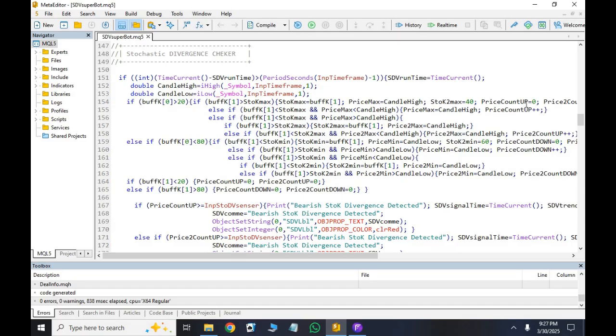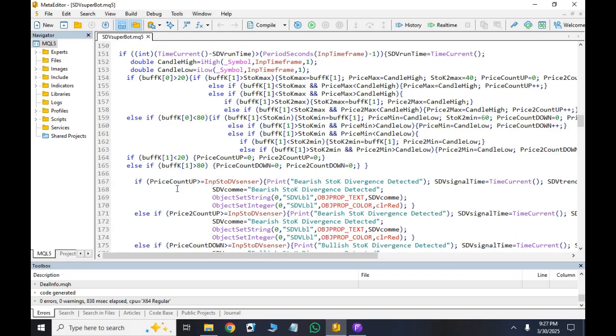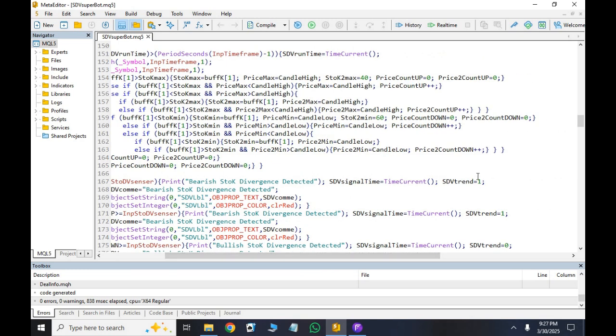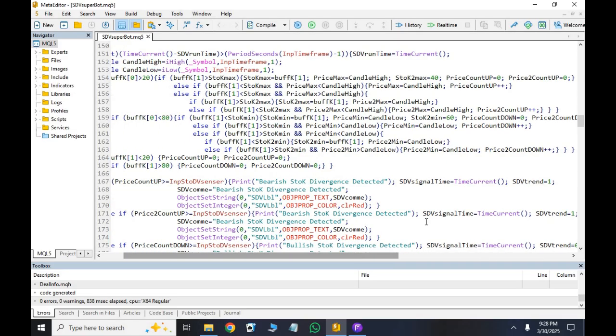If this price count up value gets 3, that means 3 candles divergence. So here price count up is greater than or equal to the Sto DV sensor value. It exceeds the sensor value, then we set bearish divergence detected, and divergence trend is 1, that means we can get sell orders. Trend is sell. SDV may change like that.